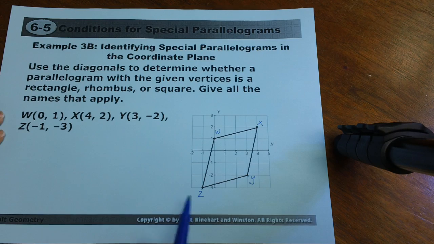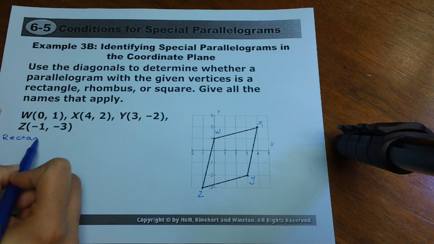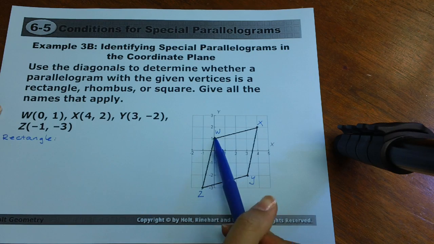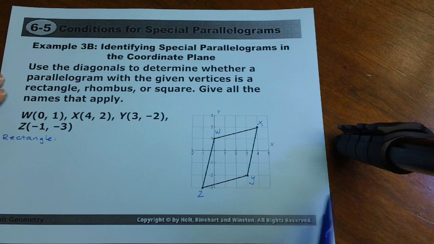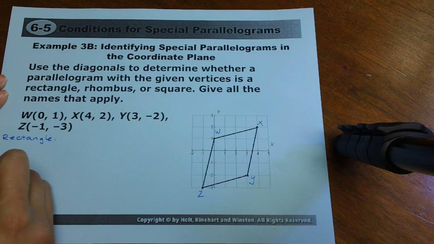Alright, so we need to figure out if this is a rectangle. And if you remember on the last example, the way that we did that is we used the distance formula to check to see if the diagonals were the same. Obviously they're not going to be, but we need to prove what we see. We can't just say that they don't look the same. So we're going to start with WY.